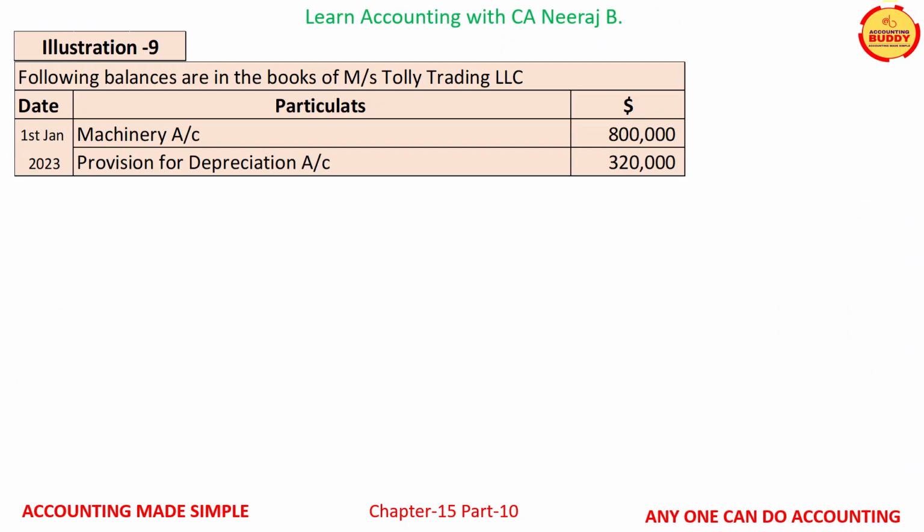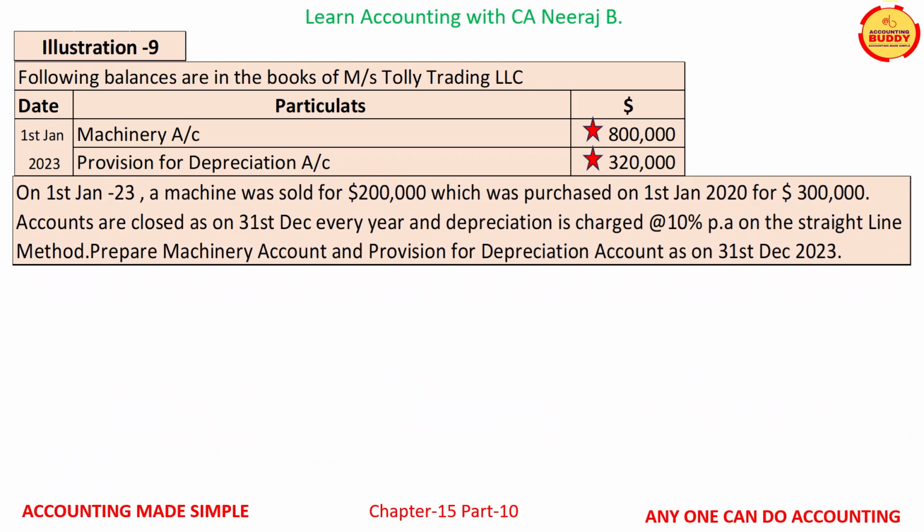Another illustration on your screen is: the following balances are in the books of Messrs. Tolley Trading LLC. Machinery account is having a balance of $800,000, while provision for depreciation account is having a balance of $320,000. The additional information available is that on 1st of January 2023, a machine was sold for $200,000, which was purchased on 1st of January 2020 for $300,000.